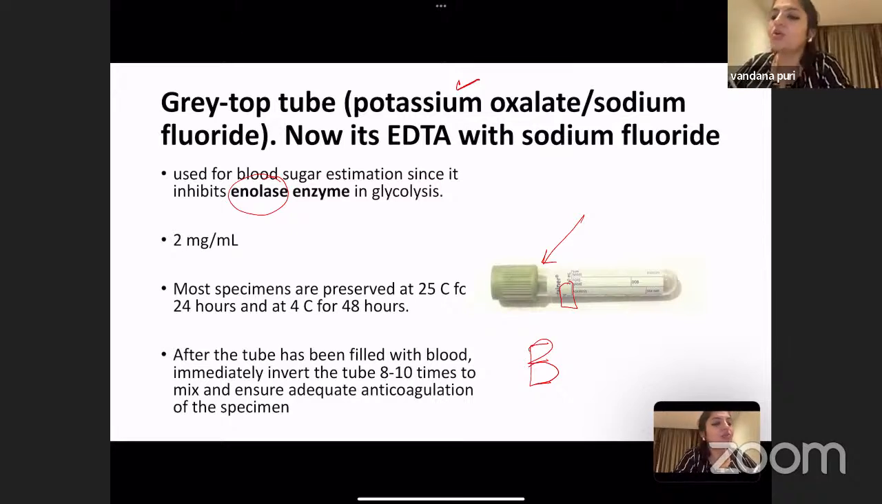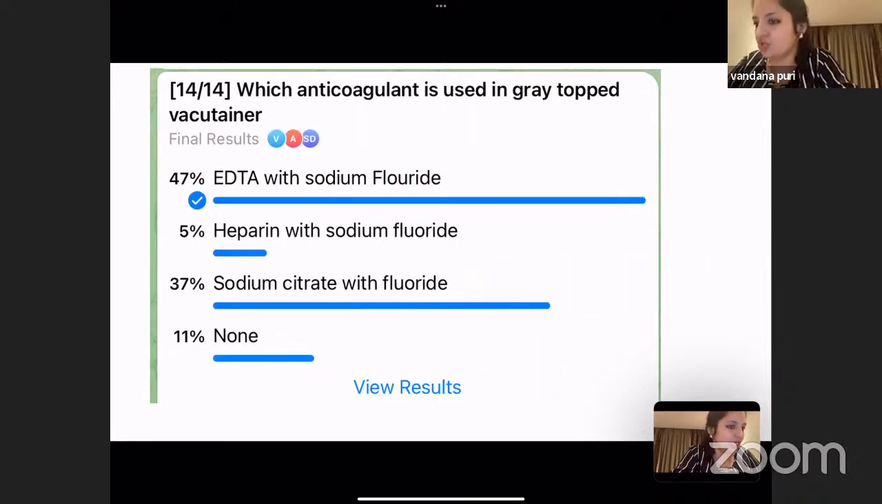Now, once we are clear with EDTA vacutainer, this was the question that I had given you in the quiz yesterday. Which anticoagulant is used in the gray topped vacutainer? I purposely didn't give sodium oxalate because sodium oxalate is also a correct answer. In earlier times, we used to have sodium oxalate with sodium fluoride, but nowadays we have EDTA with sodium fluoride. That is one thing that you have to know and update yourself. So the answer to this is A.